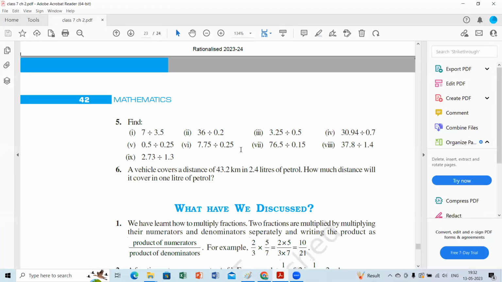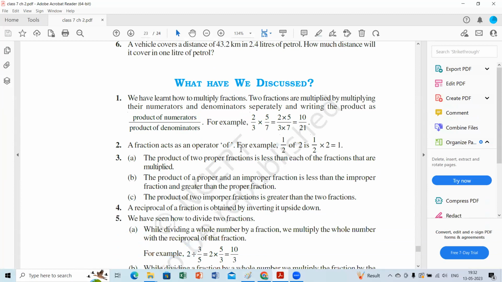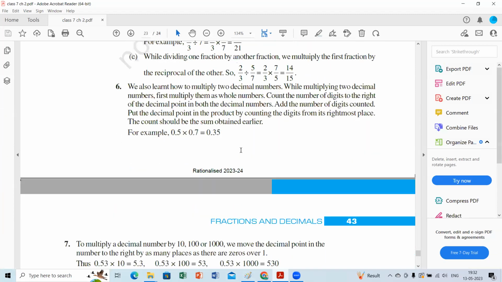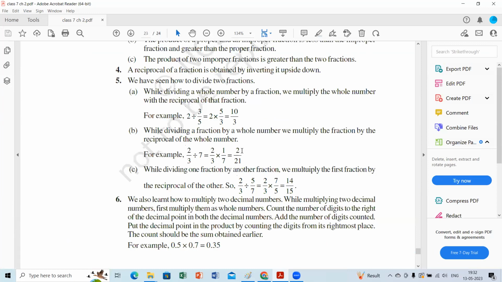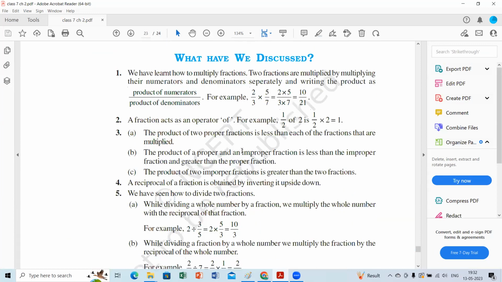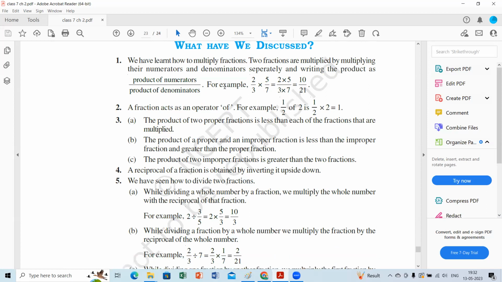That's the day's work. And who will read the points we discussed in the chapter? One by one. First, I will start with, who is the volunteer? I'll start with Meghna because Meghna was not there for the topic. First point, Meghna. Second and third, Leshita. Fourth and fifth, Kritika. Come on, children.